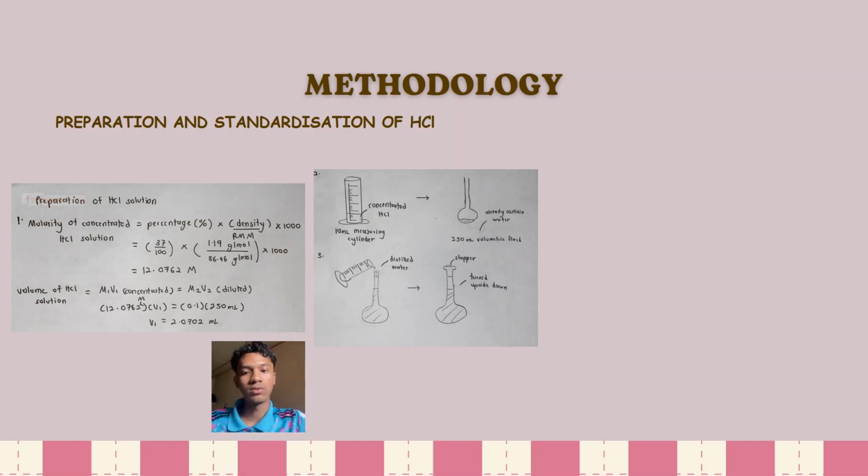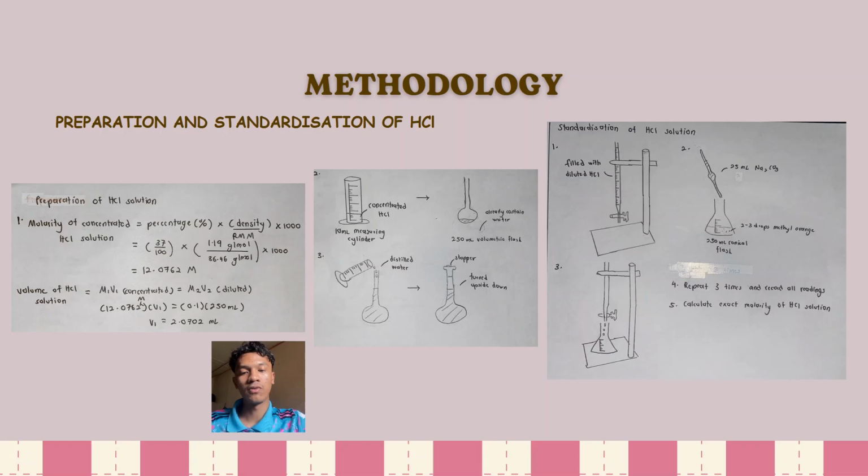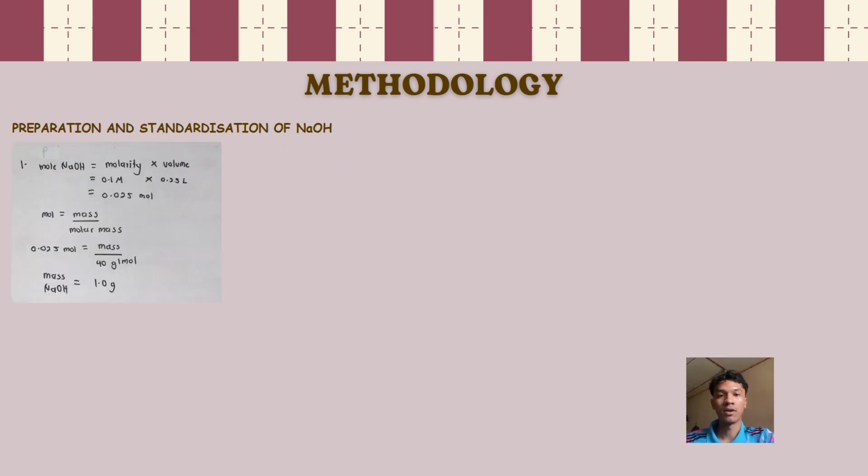Then we are going to pipette 25 ml of sodium carbonate into a conical flask, and add 2 to 3 drops of methyl orange indicator, and then titrate the sodium carbonate with the HCl in the burette. We are going to repeat 3 times, record all readings, and calculate the exact molarity of the HCl solution.